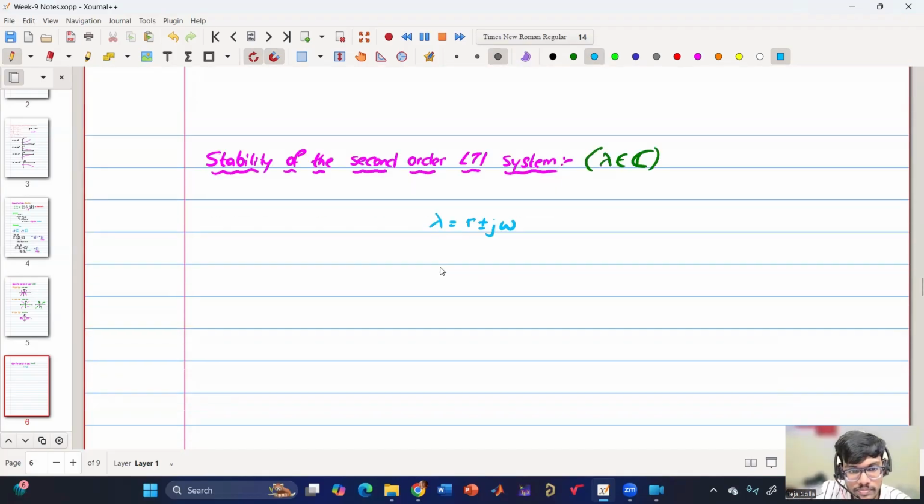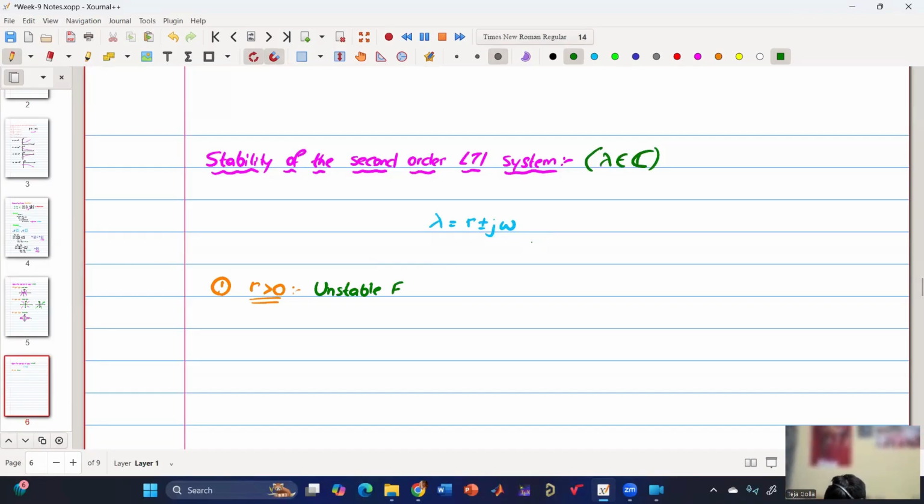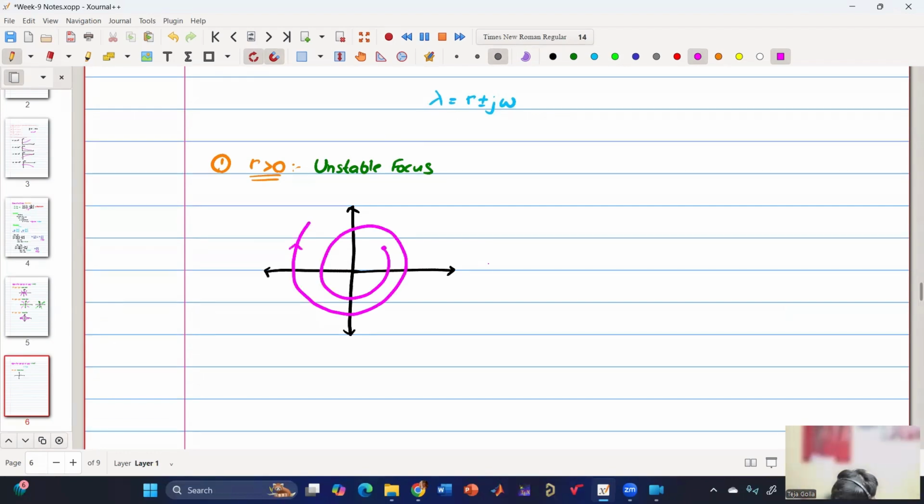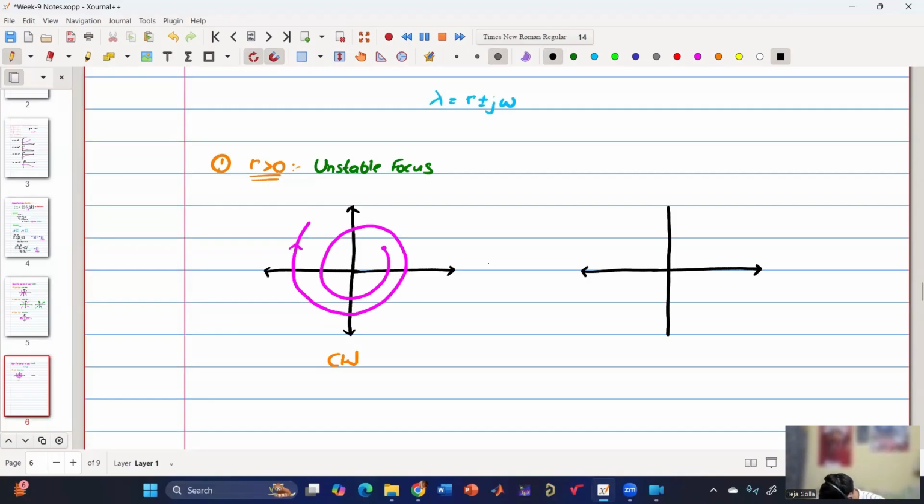Now the first case: r is positive. Can you tell me whether it is stable or unstable? Unstable, very good. If r is greater than 0, then it is unstable, and it is called an unstable focus. If we take any point here, it will move in a spiral way, but it will move away from the origin. It will go something like this. In this case, I have considered clockwise orientation, but it can be anti-clockwise as well. It can start from here and go in this way also.